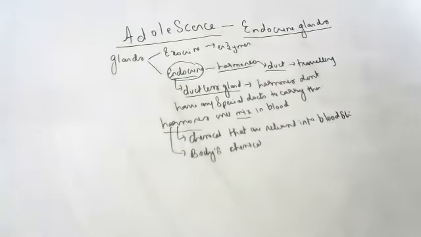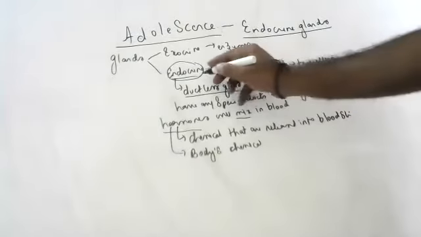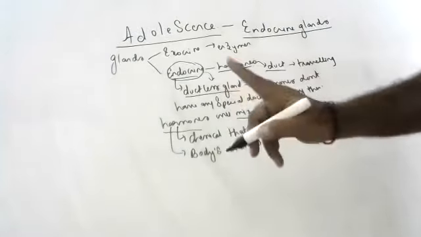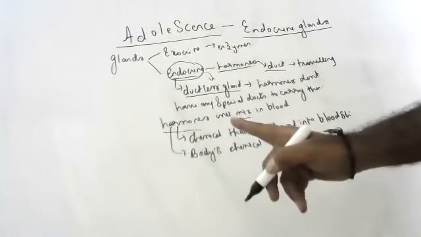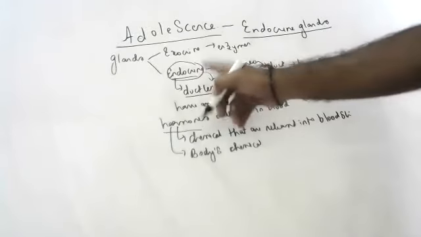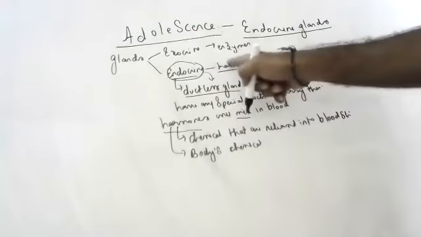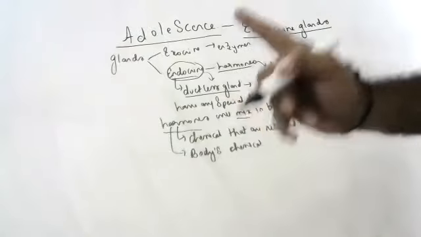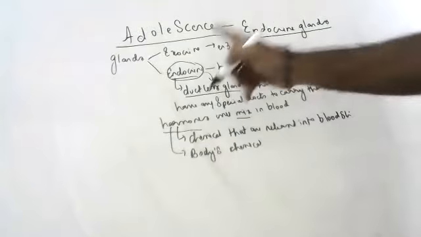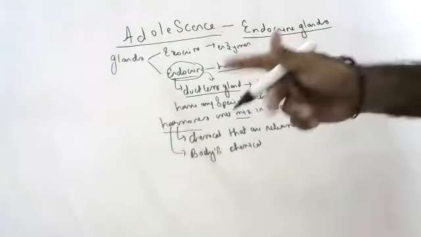I know I discussed this already. Once again, just a revision. I am doing all the lessons, children. So, very important. Coming to the endocrine glands: what is an endocrine gland? Ductless glands. Why are they called ductless? Because endocrine glands don't have any special ducts to carry hormones.